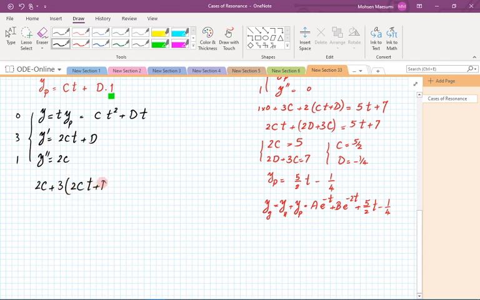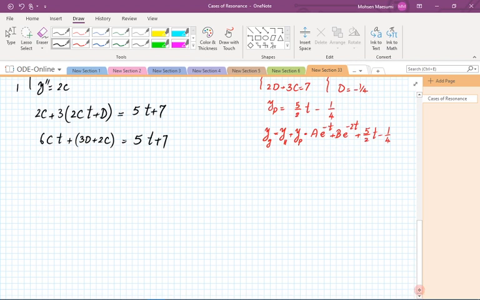2ct plus d. Well, I don't have any y's in this equation. That is supposed to produce the right hand side for me. That was 5t plus 7. So I simplify this. It's a 6ct plus 3d plus 2c is 5t plus 7. No, it proceeds just like this case. 6c has to be 5, and 3d plus 2c has to be 7.